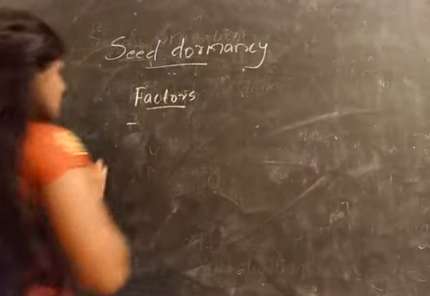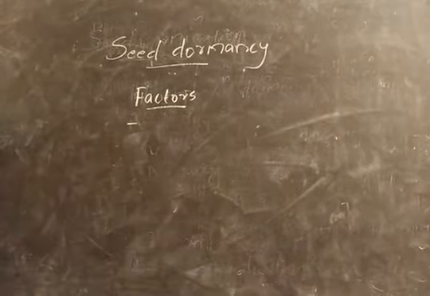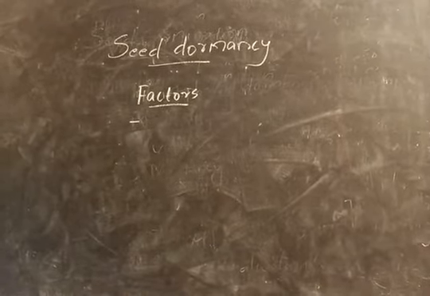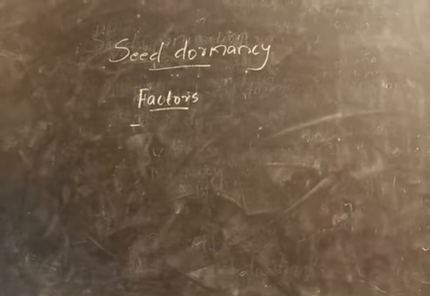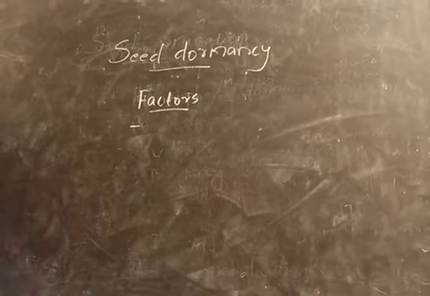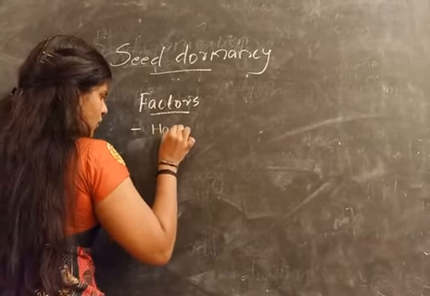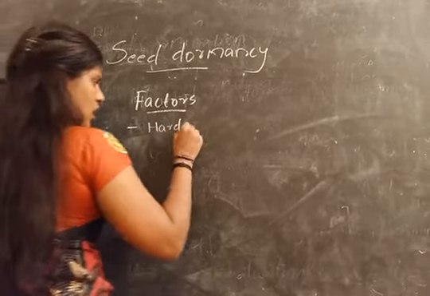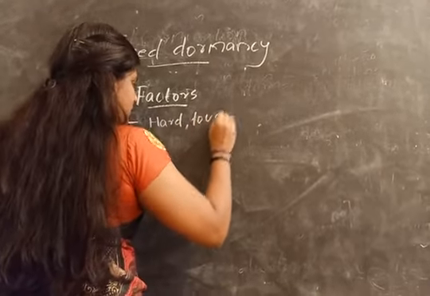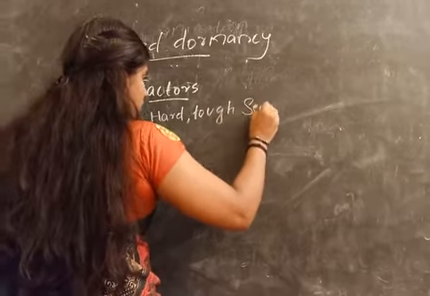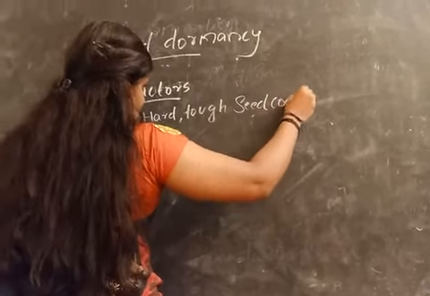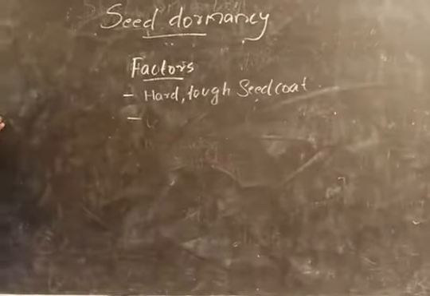Factors causing dormancy. The first one may be a hard, tough seed coat. Dormancy can be due to the seed coat being hard or tough. It is one of the reasons for seed dormancy.